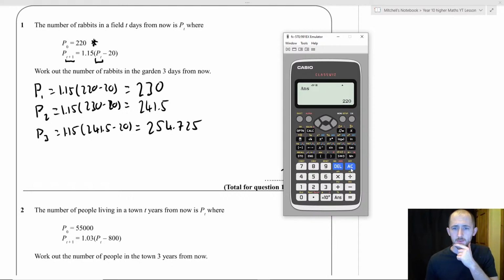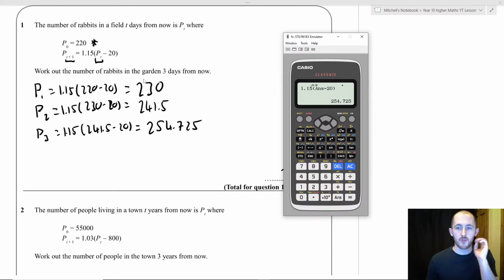So what you can do is now sub in, instead of PT, we're just going to put the answer button minus 20. Now that answer is currently 220. Now if I press equals, it gives me 230. Press equals again, it'll give me my next answer, 241.5. Press equals again, it gives me 254.725.